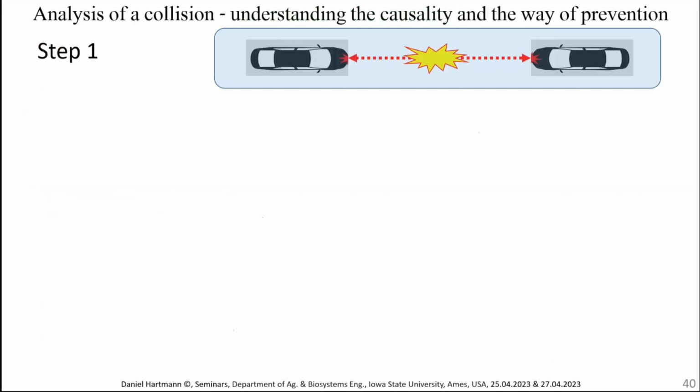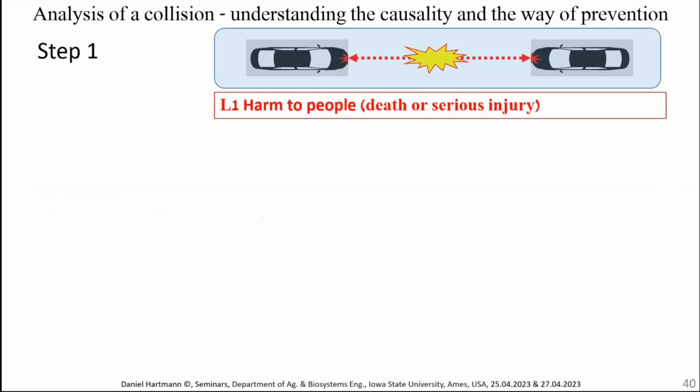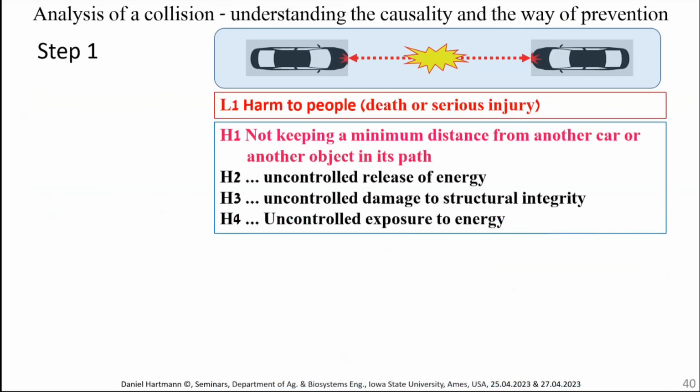So as I said before, we want to prevent the collision between the cars. And if there will be a collision, then there will be a loss event, harm to people, death or serious injury, and therefore we will define hazards. There are a few of them, but we just look at one hazard: not keeping a minimum distance from another car or another object in its path. Yes? So both drivers should know this.